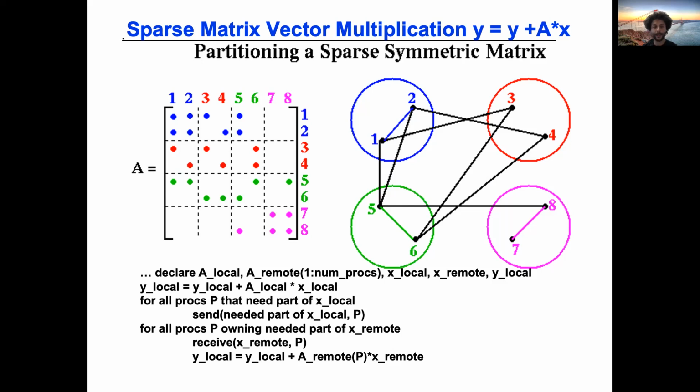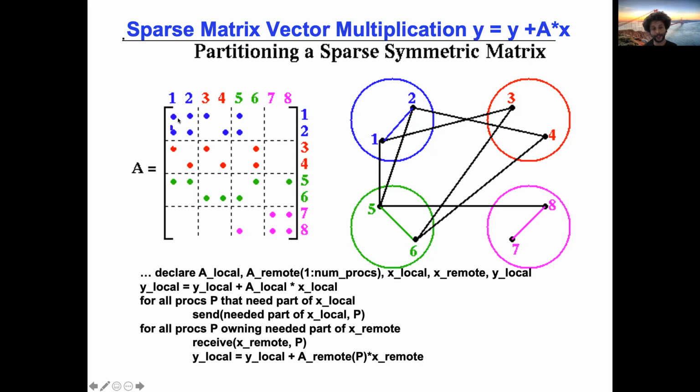What does that mean? Well, I am the processor who owns vertices 1 and 2. All these non-zeros within that little 2 by 2 block, I don't need to communicate for when I'm doing the matrix times vector multiply. Think of there being a vector here and a vector in the output. I have everything I need for that part.